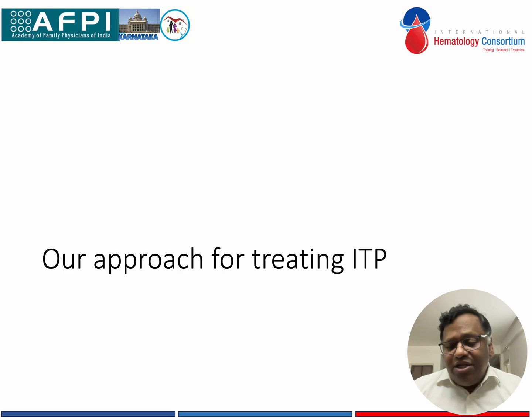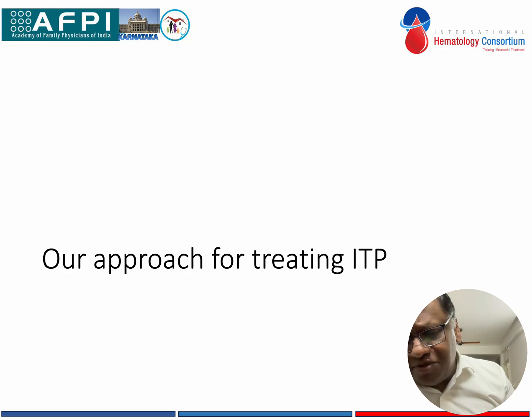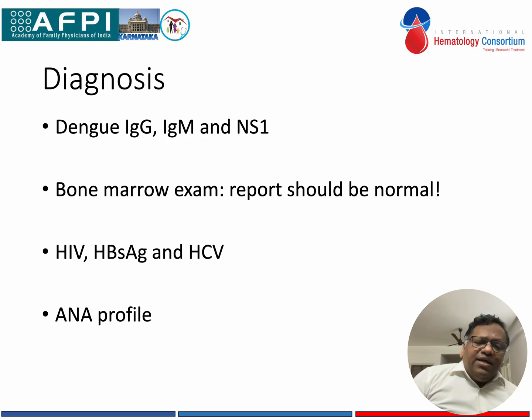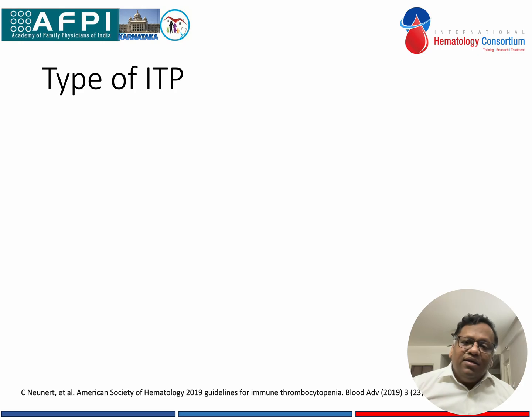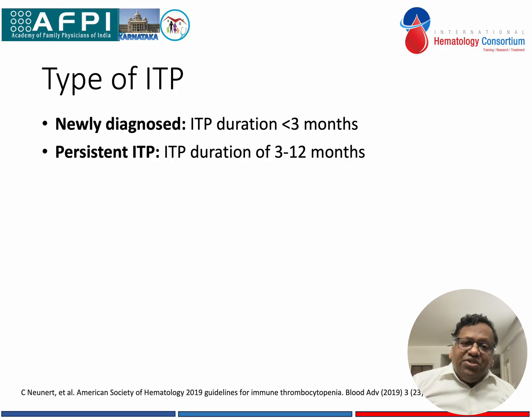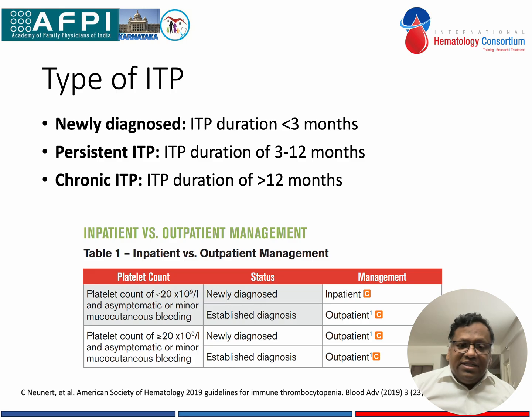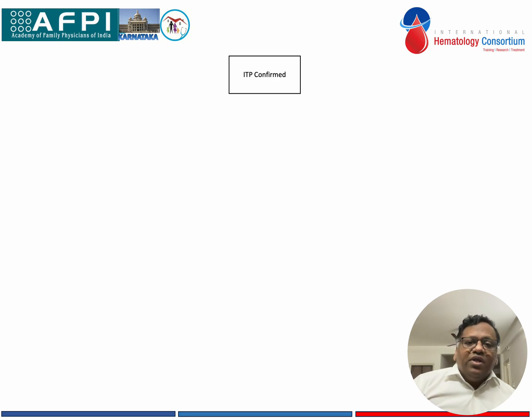Okay, now I'll tell you what our approach is amongst all of these options. What do we do for diagnosis? First time the patient presents, we rule out dengue, do a marrow, which should be normal. We rule out HIV, HBsAg, HCV, do an ANA profile as an autoimmune panel. We decide whether it's newly diagnosed, persistent, or chronic ITP, and then we look at the platelet count, of course. So less than 20,000, newly diagnosed patient, high risk for bleeding, having wet purpura, etc., we will admit. Everybody else we manage as an outpatient.